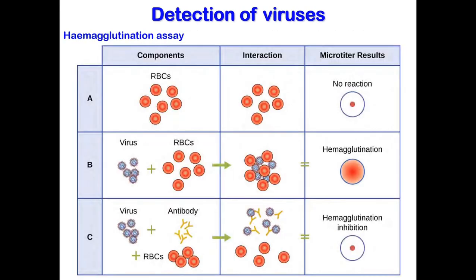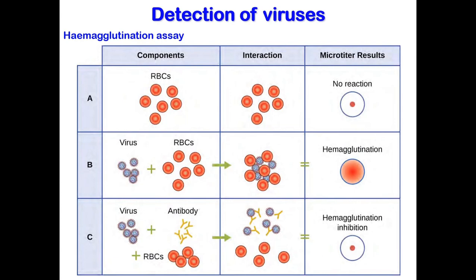So another method of viral detection is the hemagglutination assay. And this assay can be used to detect specific types of viruses in the patient's serum. So hemagglutination is the clumping together of red blood cells. Many viruses have spikes called hemagglutinins, and these can bind to receptors on the membranes of red blood cells, causing the red blood cells to agglutinate or clump together. This hemagglutination is observable without using a microscope.